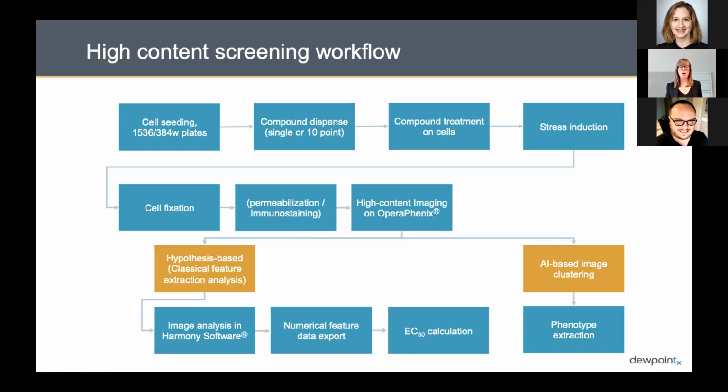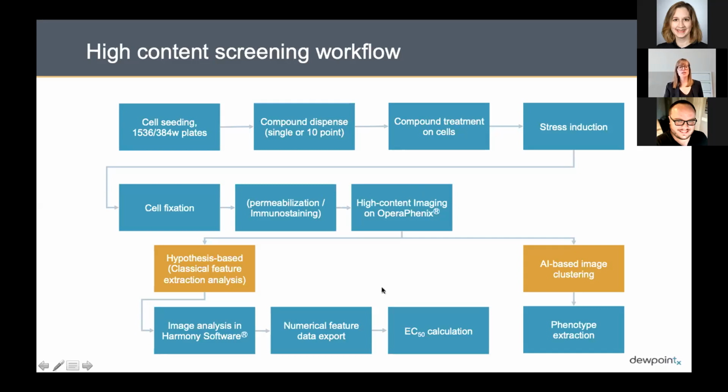However, if not, prior to the imaging, it's a moment to permeabilize the cells and immunostain them before imaging. Once we have generated all of these images, we can extract different features using thresholding and segmentation-based approaches. This is a hypothesis-based approach. So, for example, in our case, we would be looking at small molecules that reduce the number or size of cytoplasmic TDP-43 condensates. These images are analyzed in the Harmony software, from which we can extract the numerical features from which we can then calculate their EC50 values.